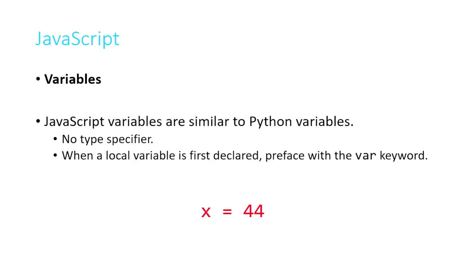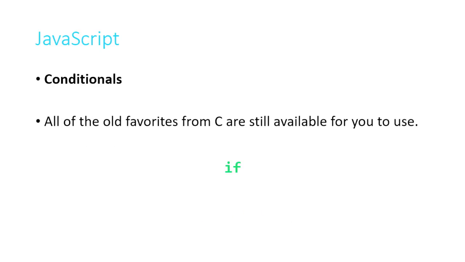So in Python, we would say something like this, x equals 44. We don't want to do that in JavaScript, because that would actually create a global variable if we were to put a semicolon at the end. We would want this, var x equals 44. That creates a local variable called x in JavaScript and stores the value 44 in it.